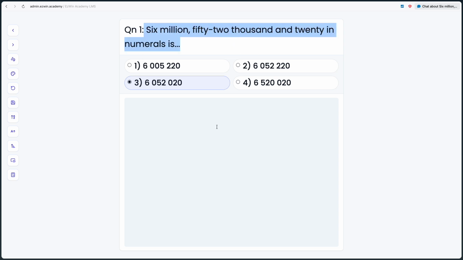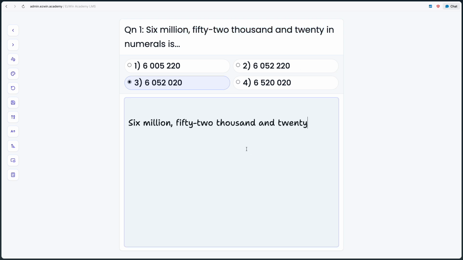6,052,020 in numerals is. So what we're going to do is put the whole thing over here, 6,052,020. We're going to break down each part of the sentence into its numbers. First is 6 million, which will look like this with 6 and 6 zeros. Second is 52,000, which is 52 and 3 zeros.